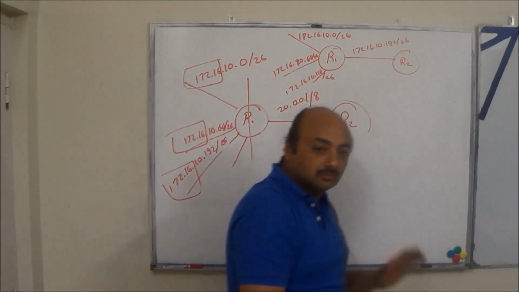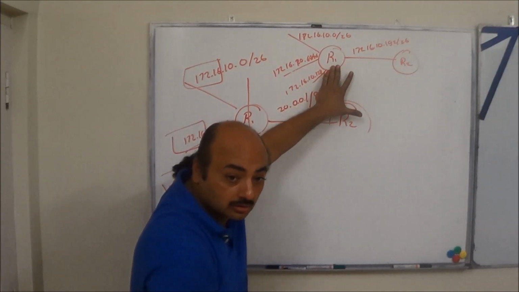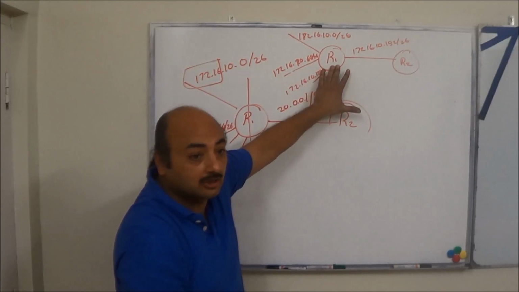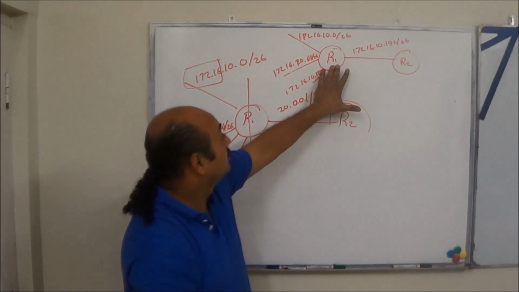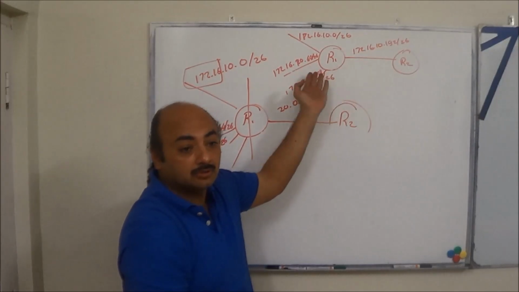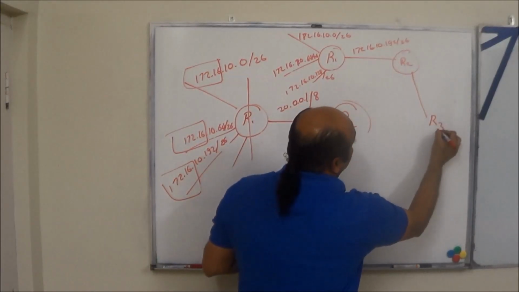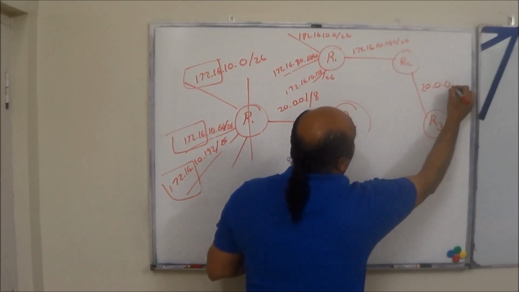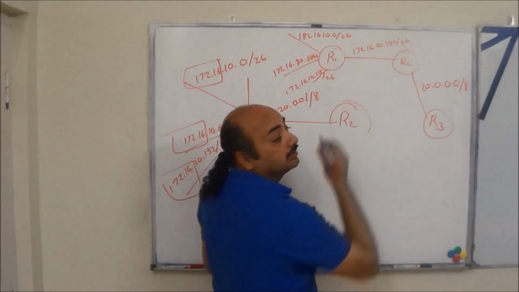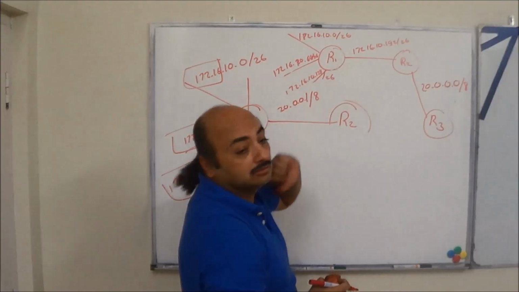In this case, the summarization will not take place. Agreed? Will not take place. For example, here it will not take place because this is the same network. Here it would take place. Where? Here, on R2. R2 will take place, that is clear? Not on R1.